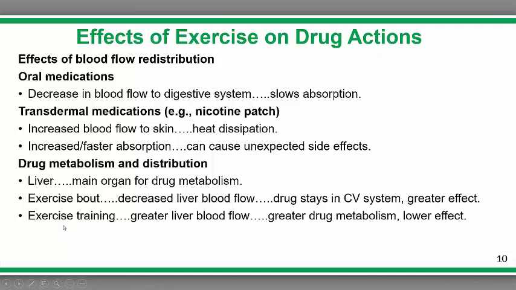Now, exercise training, so as a person engages in regular exercise habitually, under resting conditions, there would be a greater flow of blood through the liver as an adaptation to that exercise training. But as more blood flows through the liver, theoretically, that would lead to greater drug metabolism, and that would result in a lower effect, a lower medicinal effect of the drug on the person's physiology.